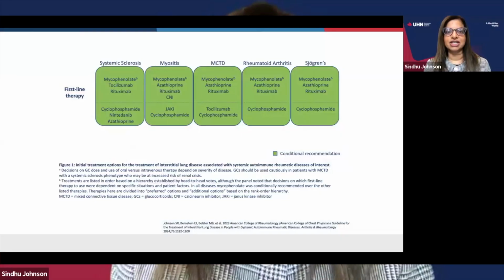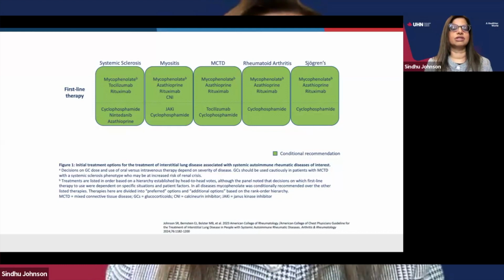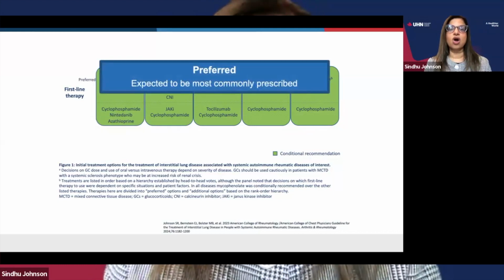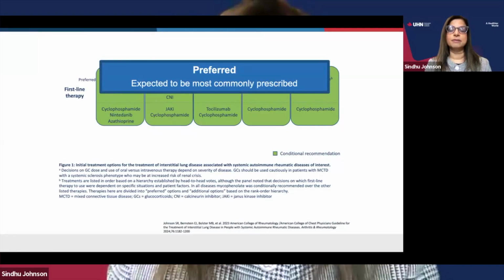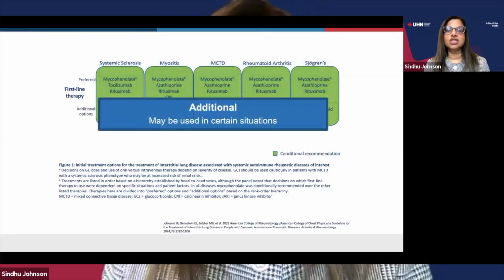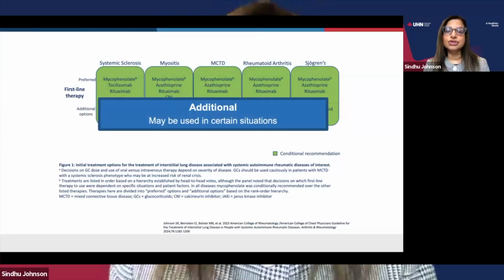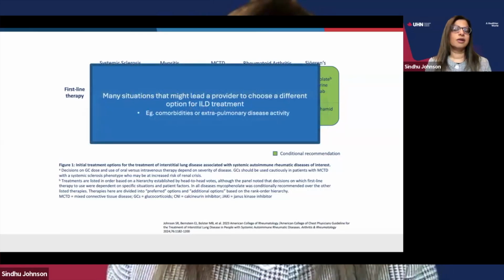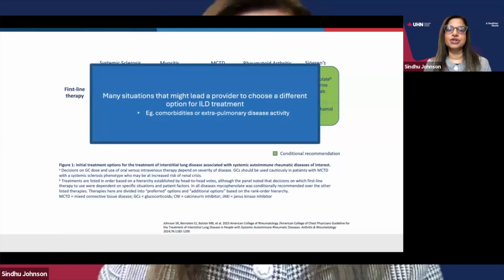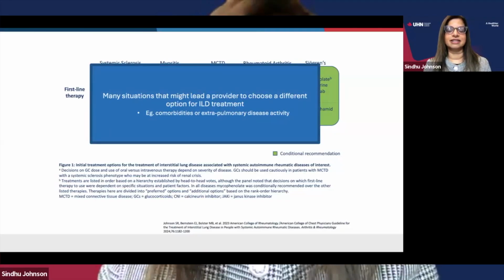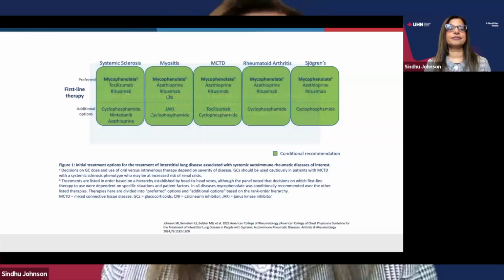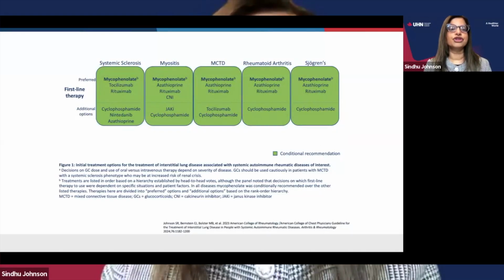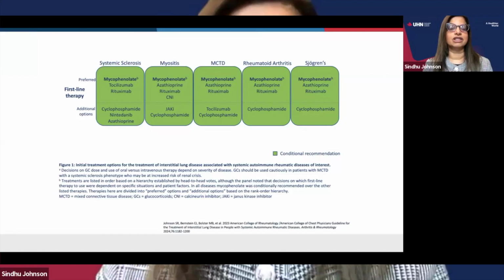The next grouping of recommendations relates to the first-line treatment of ILD in people with systemic sclerosis. The treatment options are presented as preferred, that is, those that are expected to be most commonly prescribed, and additional therapies, those that may be used in certain situations. There are many situations that might lead a provider to choose a different treatment option for ILD, for example, comorbidities or extrapulmonary disease activity. And so I'd like to draw your attention to the first green box labeled systemic sclerosis.